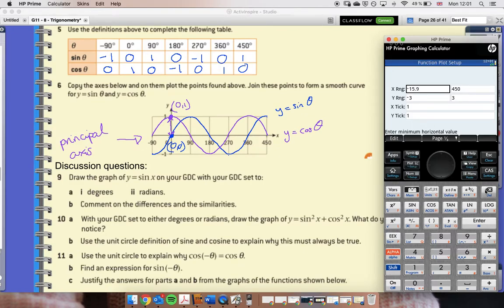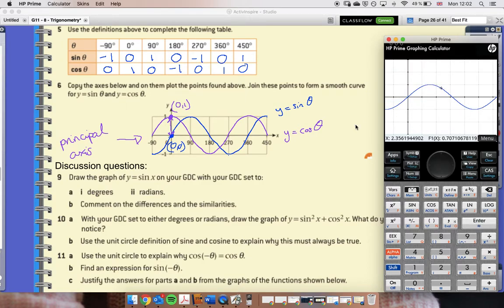Let's go from negative pi. Well, let's do it the same as it was, negative pi by 2. And we had 450 degrees. So I'll go up to, should we go up to 2 pi? It's taking up the equivalent of 360 degrees. Okay, and that looks a bit more like we were expecting.